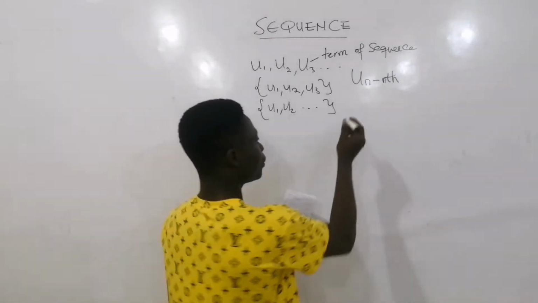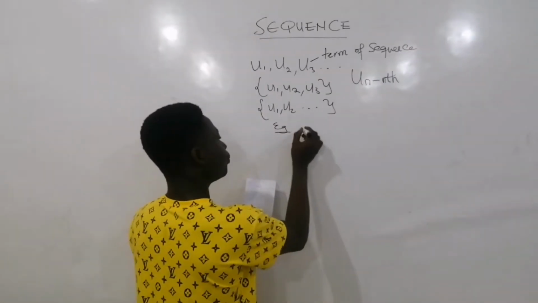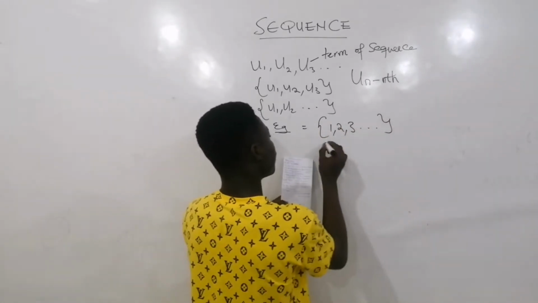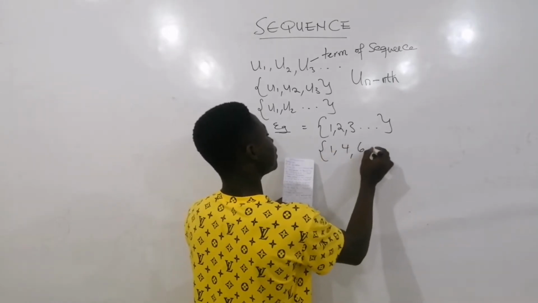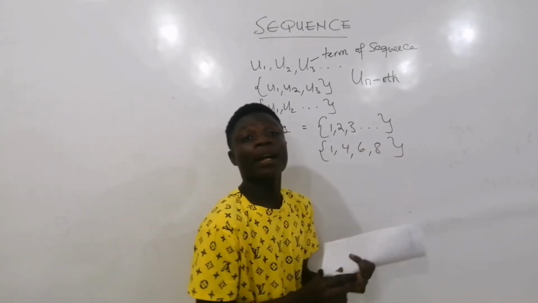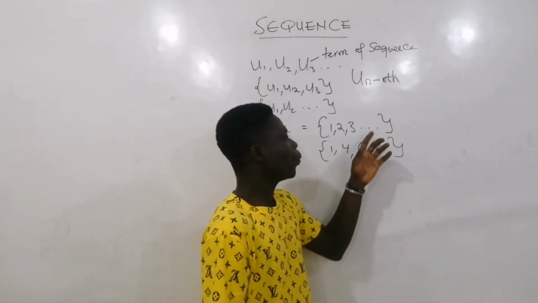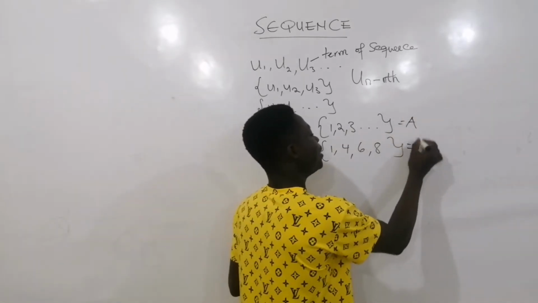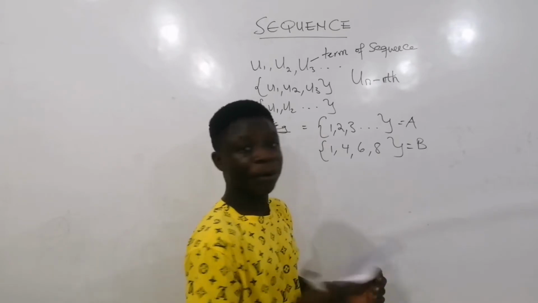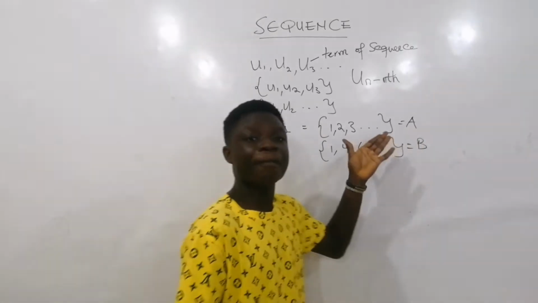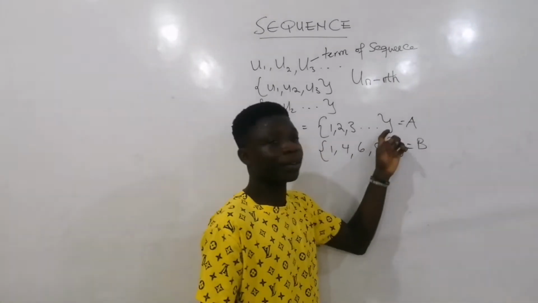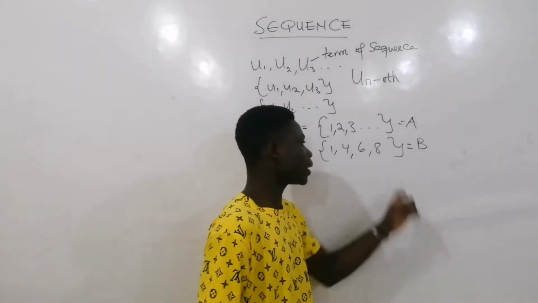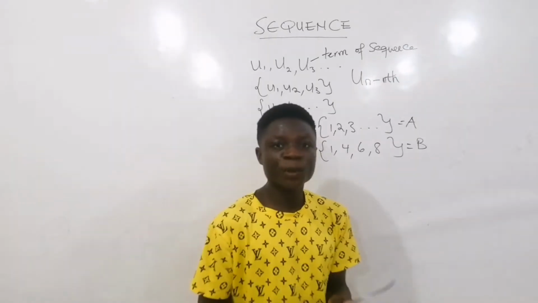So let's take an example. We have A, which is 1, 2, 3, dot dot dot, and B, which is 2, 4, 6, 8. Please comment in the comment section which of these is finite and which is infinite. So this is A and this is B. So A is an infinite sequence. Why? It's because of the dots, which represent that A doesn't end. It continues. But B is a finite sequence because it has a last term. Please note that.